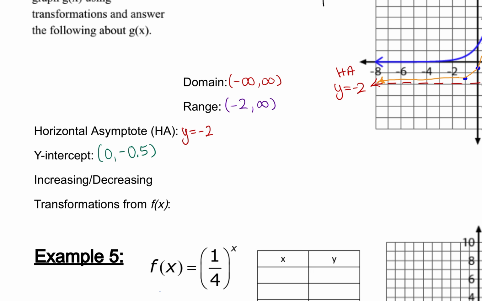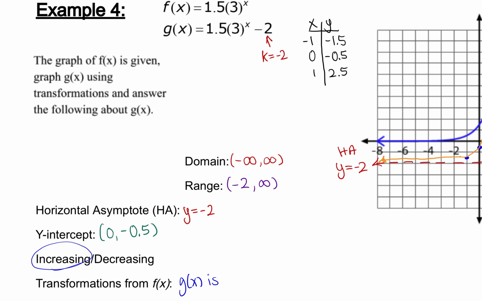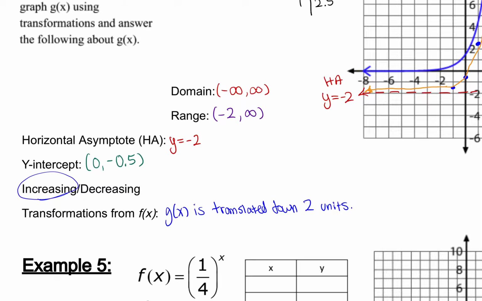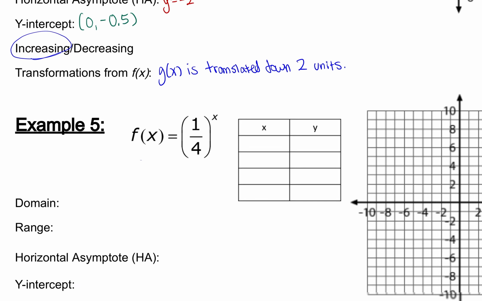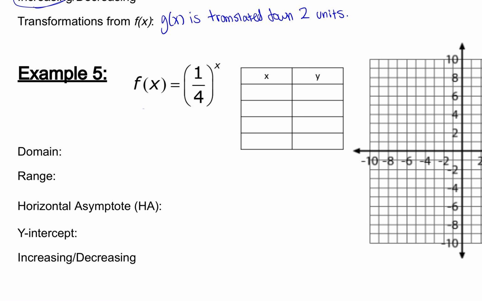And for the transformation of this function, we're going to indicate that g of x is, and again, we're comparing it to f of x, so we have to be careful about this, okay? So the only difference that I see between f of x and g of x is that g of x was translated down 2 units, okay? So let's write that down. G of x is translated down 2 units, okay?